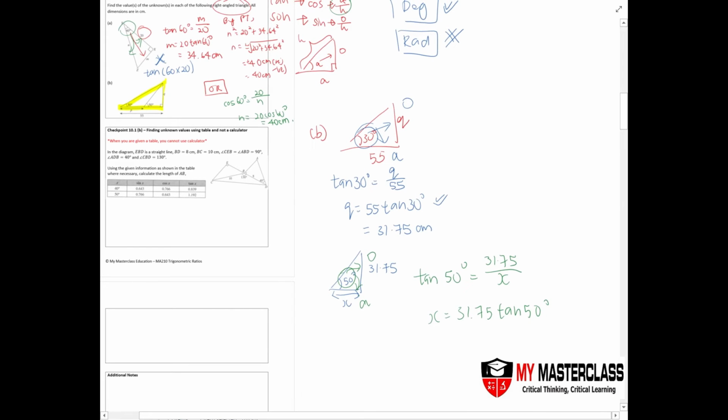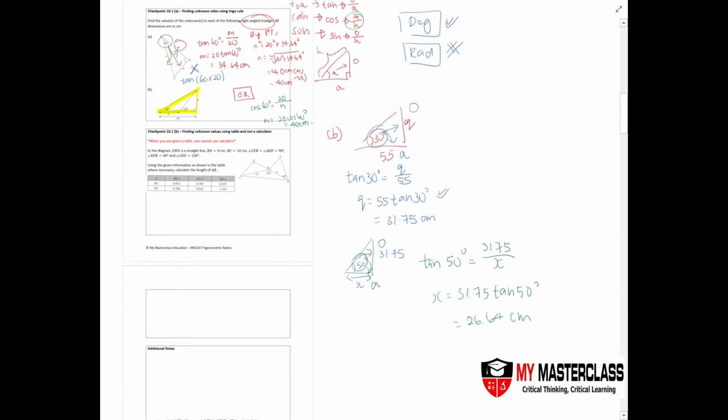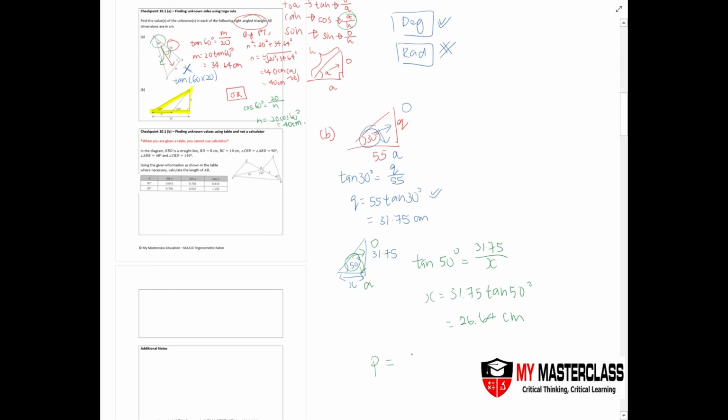Then X equals 26.64. Can you see? Now we're not done because you're supposed to find P and Q. Once you know this, P equals 55 minus 26.64, which is 28.36 cm for your answer.